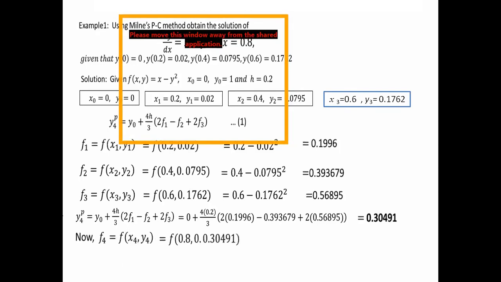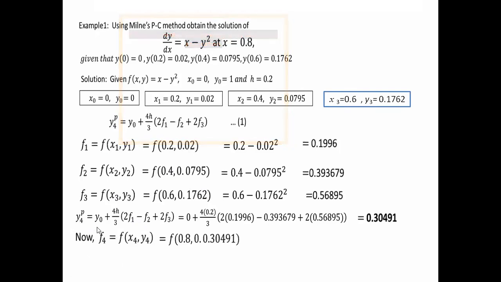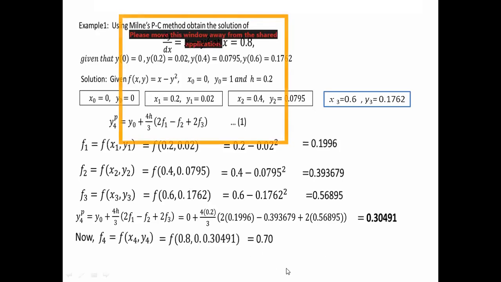y suffix 4 means the value of y obtained by the predictor formula. That means using the predictor formula, you obtain this. This is called the predicted value. So it is 0.30491. Now again, f of x comma y is defined as x minus y square. If you use it, we see that this value is here 0.70702. Now substitute these values in the corrector formula. So this is the predictor formula, it is used to predict the solution. This is to correct the solution.